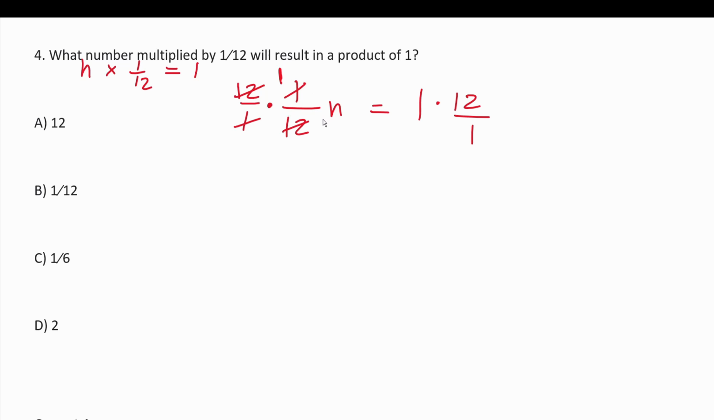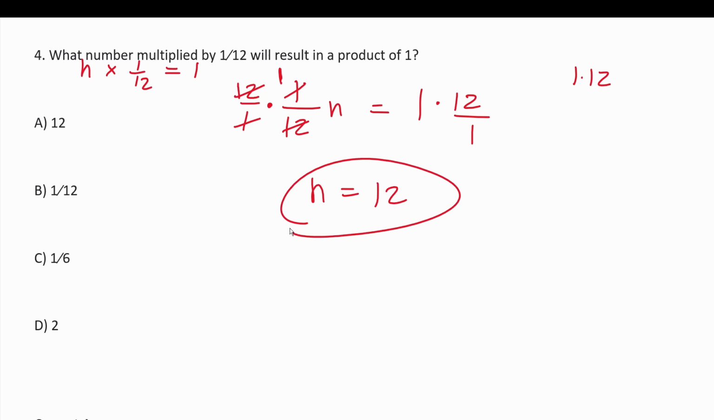This leaves us with 1 times n, and anything times itself is just itself. So 1 times n is just n. And again, this 12 over 1 is the same as just 12. So in reality, 1 times 12 over 1 is the same as 1 times 12. 1 times 12 is just 12. So we can see the answer to this one is n equals 12, which is answer choice A. So that's that one. Again, it tells you exactly what to do. And as long as you know how to clear up fractions, this one should have been pretty easy and straightforward.